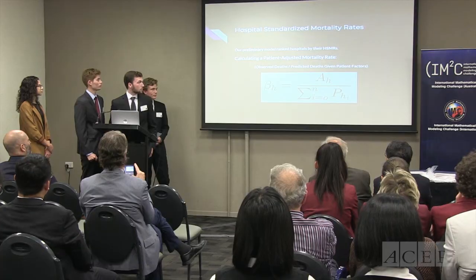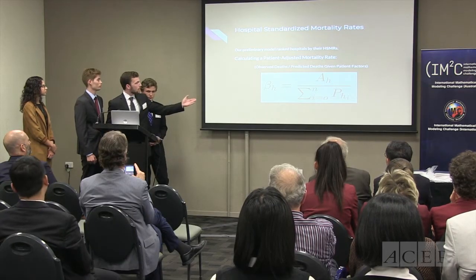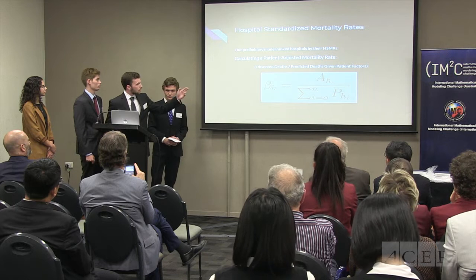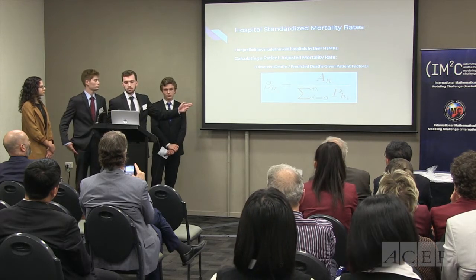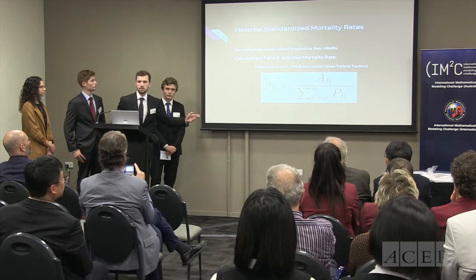Right. So for our first attempt at ranking hospitals, we first ranked hospitals based on HSMRs, or hospital standardized mortality rates, which is given by this equation, which is essentially the actual number of deaths at a given hospital over the predicted number of deaths at a given hospital. So the question that raises is, how do you calculate the predicted deaths? We did that using a logistic regression, which is essentially a computer learning algorithm which tries to find connections between given input variables and a binary output variable, in this case, whether a patient lives or dies.